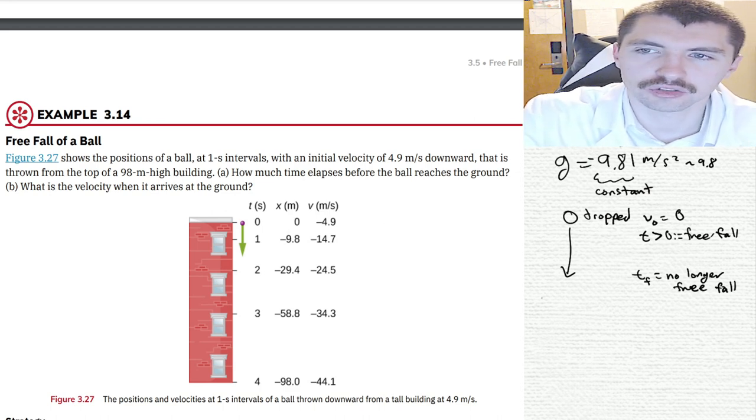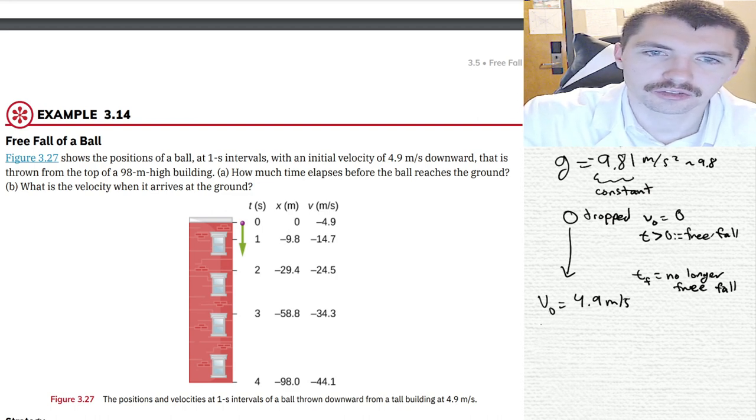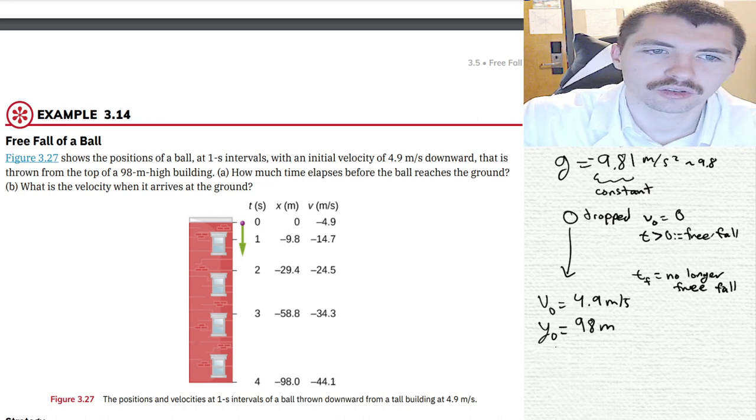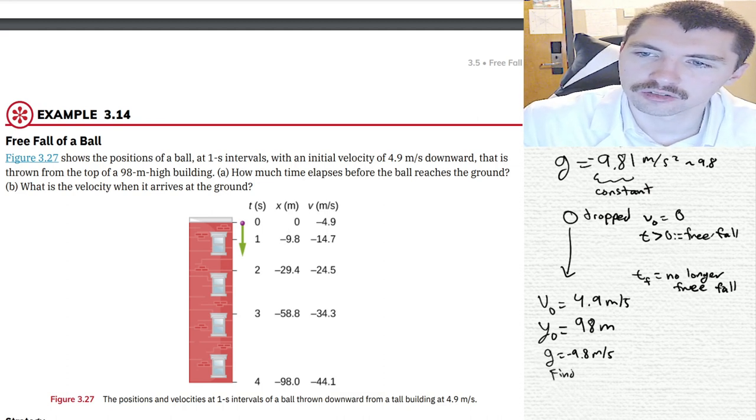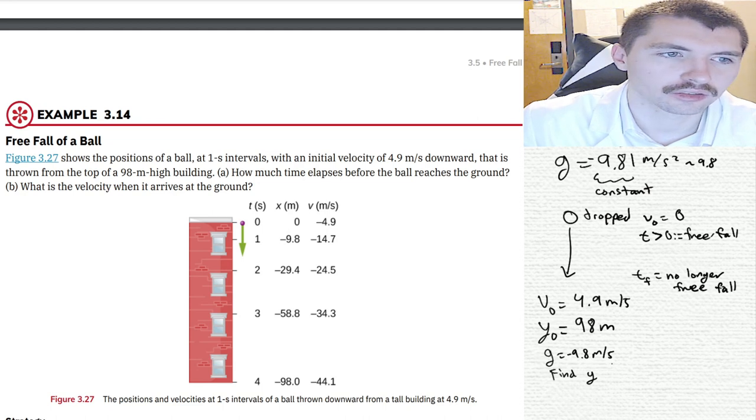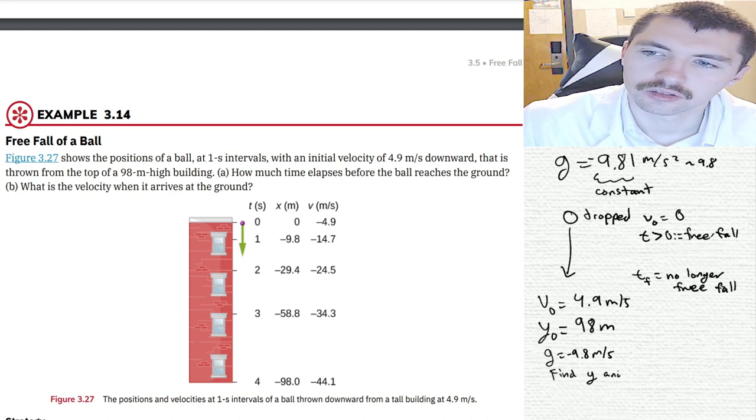Okay, so we have a picture already drawn. We can go ahead and write our knowns. That is thrown from height. So our y naught is 98 meters. And we know gravity is negative 9.8 meters per second squared. So we want to find y and v of y.